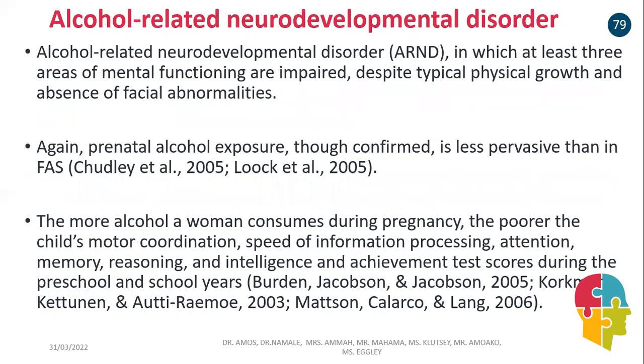Then we have alcohol-related neurodevelopmental disorder. Now, here, there are 3 areas of mental functioning that are impaired, despite the person having normal, typical physical growth or the absence of facial abnormalities. So here, the children do not have these facial signs for you to see, but they have cognitive impairment. Prenatal alcohol exposure causes this, and this one is less pervasive than the partial fetal alcohol syndrome.